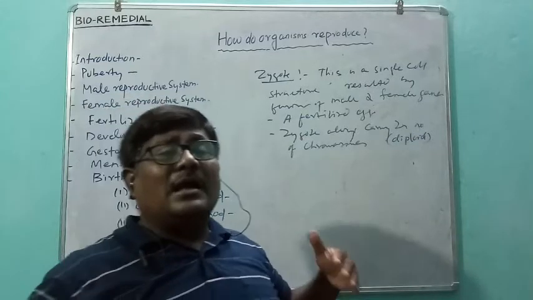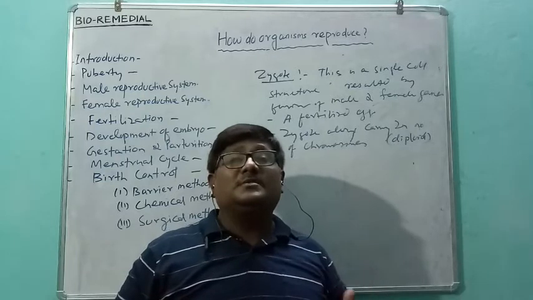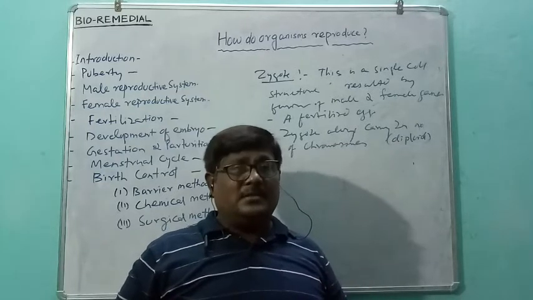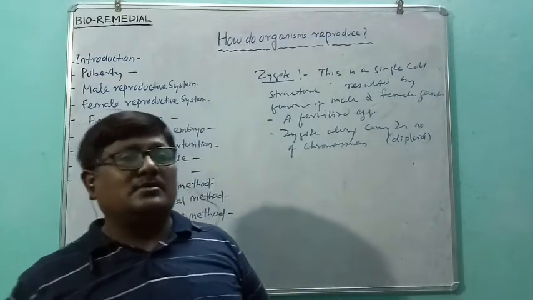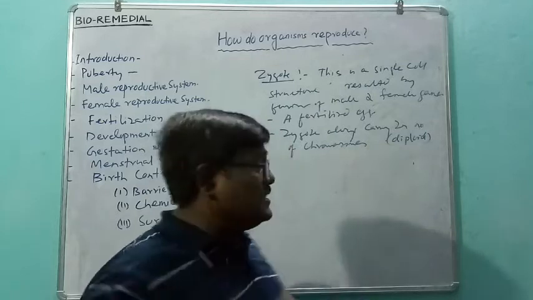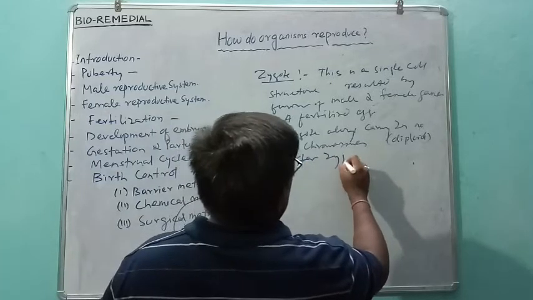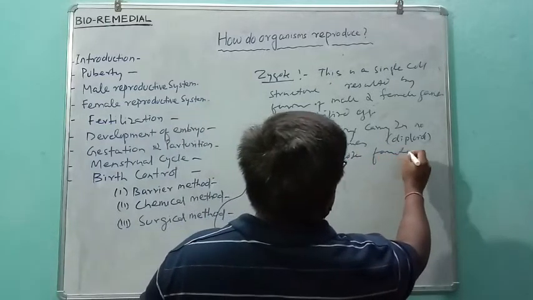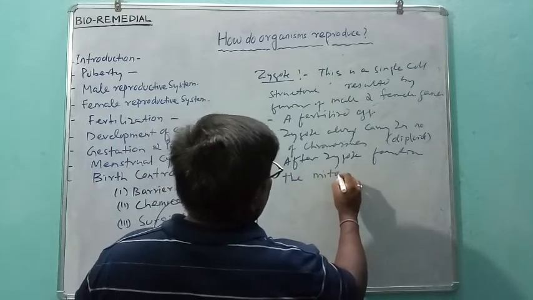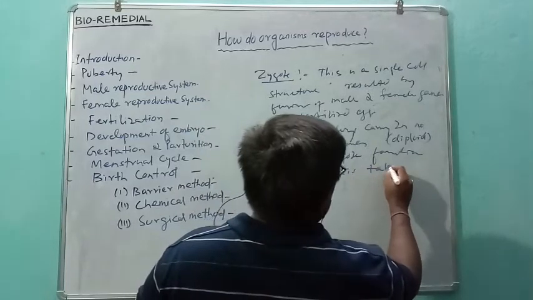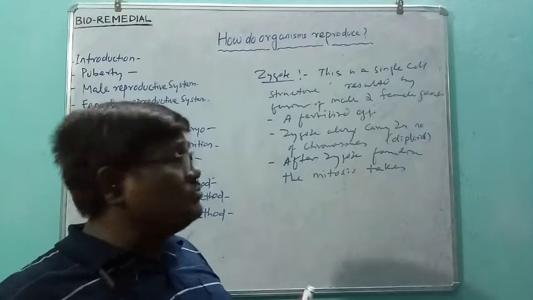Then as soon as the zygote is formed, the zygote starts dividing. The mitotic division takes place in the zygote. Then the zygote becomes a 2-cell structure, then a 4-cell structure. After zygote formation, mitosis takes place. Mitosis means the mitotic division, equational division, takes place. One zygote becomes 2 cells, 2 becomes 4.